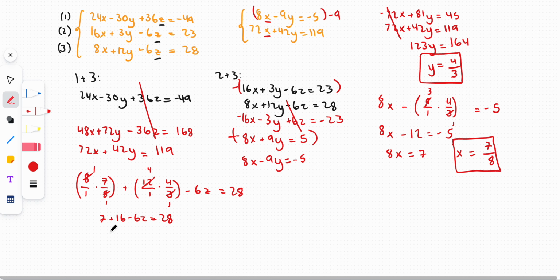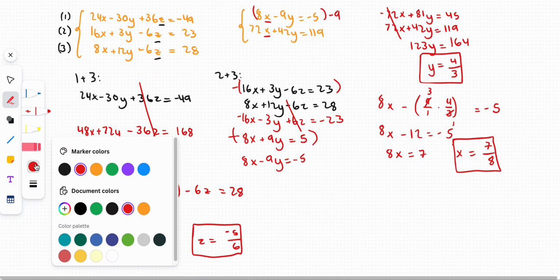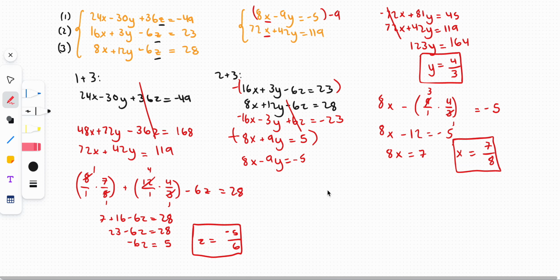This combined is just going to be 23 minus 6z equals 28. And if we subtract 23 from both sides, we get negative 6z equals 5. That means that z is equal to negative 5 over 6, right? Because we just divide by the negative 6. All right, so when we combine all these, our ordered triplet is going to be 7 over 8, comma, 4 over 3, comma, negative 5 over 6. All right, and that is our answer.